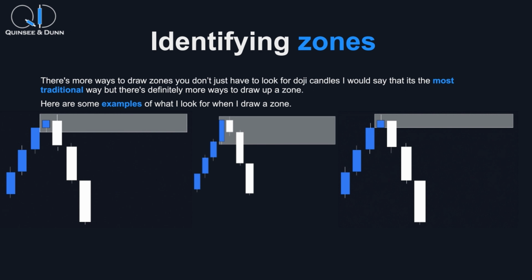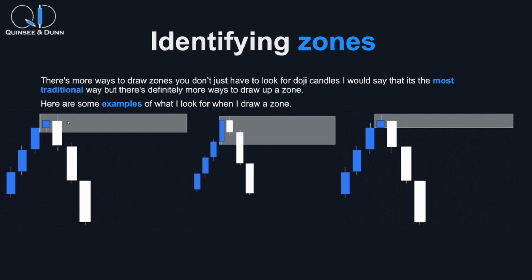So with that being said, we'll move forward to identifying some zones now, and I'll show you some concepts of how you can identify that previous candle or just that whole order block. There's more ways to draw zones. You don't have to just look for a doji candle. I would say it's the most traditional way, but there's definitely more ways to draw up a zone.